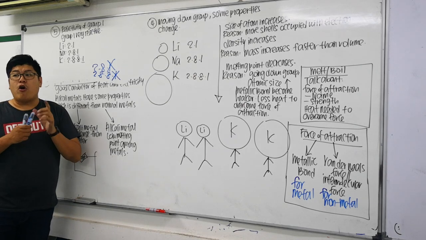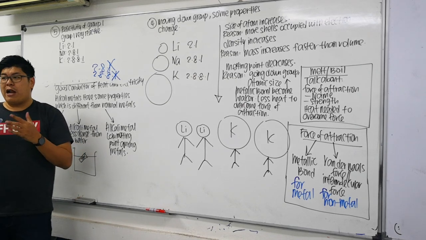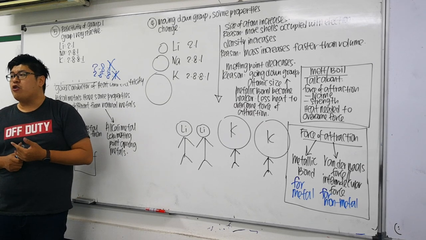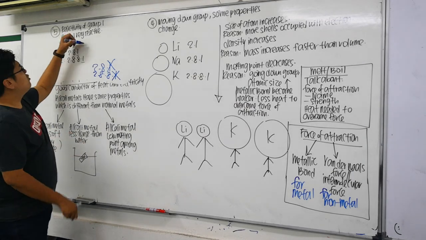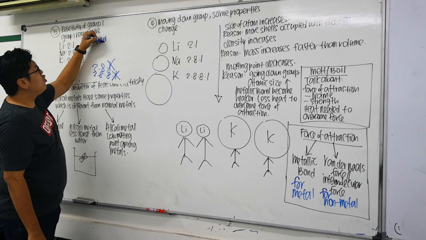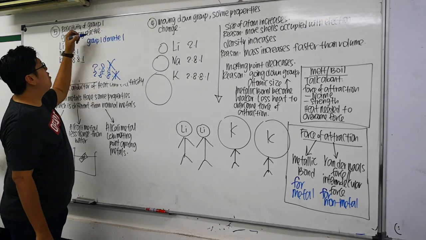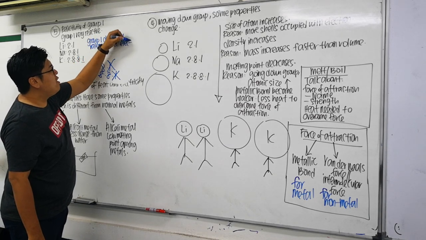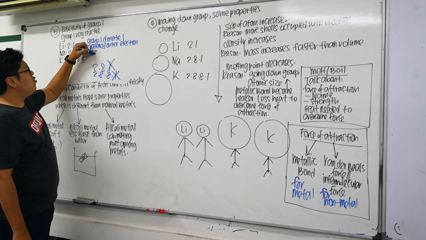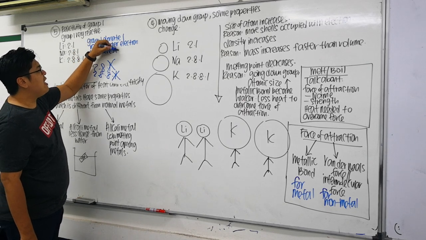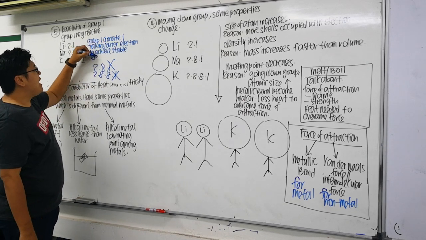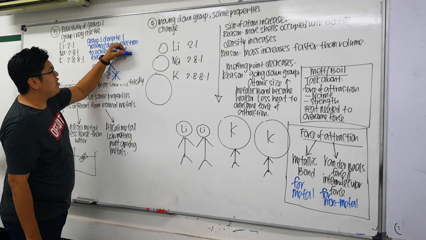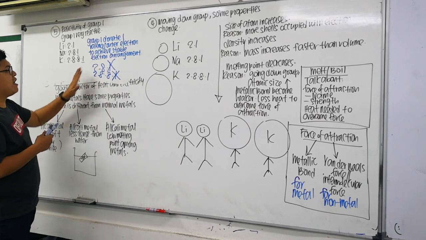I want all of you to understand. Group 1 has one outer electron. They are not yet stable. So in order to be stable, what do they do? They donate the electron. So group 1 will donate one valence, or outer, electron to achieve a stable electron arrangement. Okay, what is a stable electron arrangement? The outer shell fully occupied. So they throw away one electron in order to make the outer shell fully occupied, which is stable.